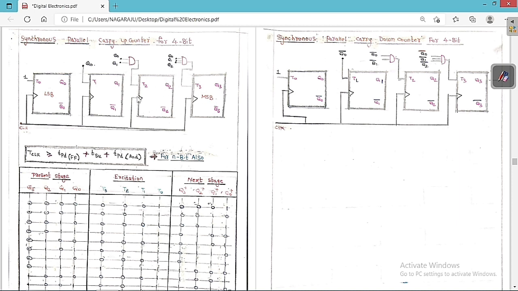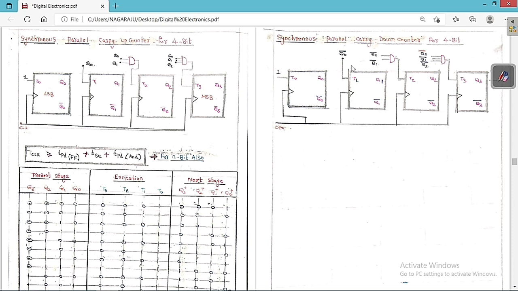So if you do like this, then we are going to get a synchronous parallel carry up counter for 4 bit because we are counting from 0, 1, 2, 3, 4, 5, 6, 7, 8, 9, 10, 11, 12, 13, 14, 15, again 0, 1, 2 like that. So this is the way we are going to design this circuit diagram. So based on this present state, what is the next state that you want and what is the excitation which is required to make this from here to here. So like that if you do this one, then we are going to get this circuit. So based on this we have to draw this circuit. So this is the way that we are going to build a synchronous parallel carry up counter for 4 bit.